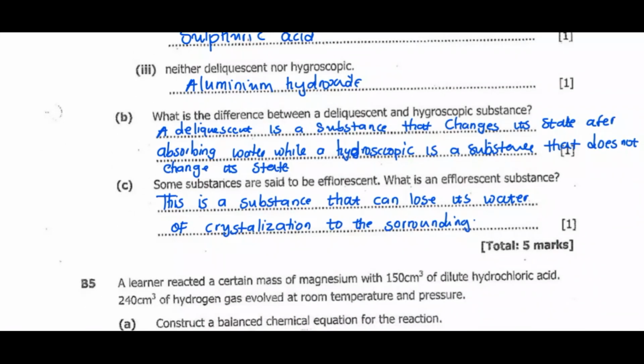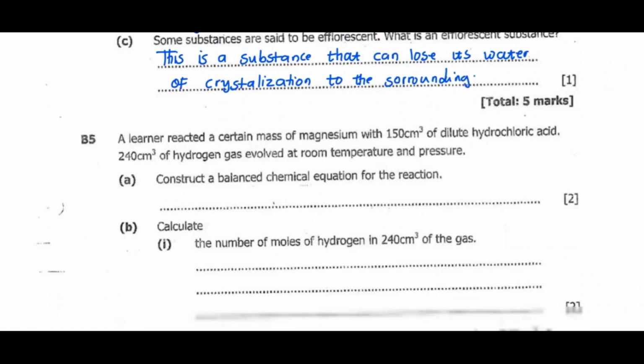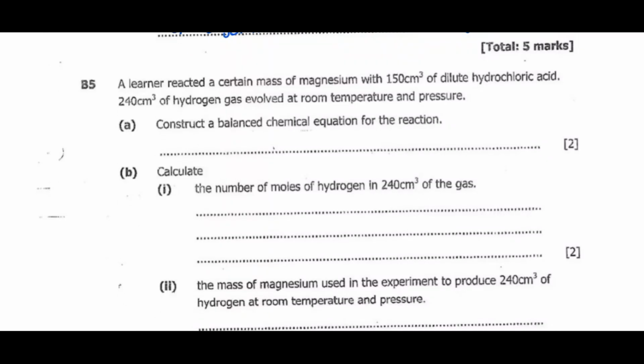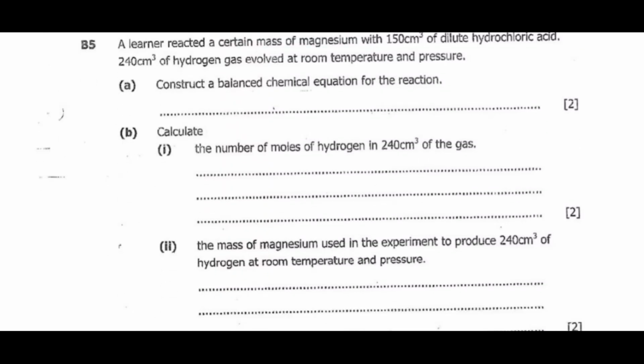Okay, so that is the answer there. Then we move on to question 5. A learner reacted a certain mass of magnesium with 150 cubic centimeters of dilute hydrochloric acid. 240 cubic centimeters of hydrogen gas evolved at RTP. Then construct a balanced chemical equation.